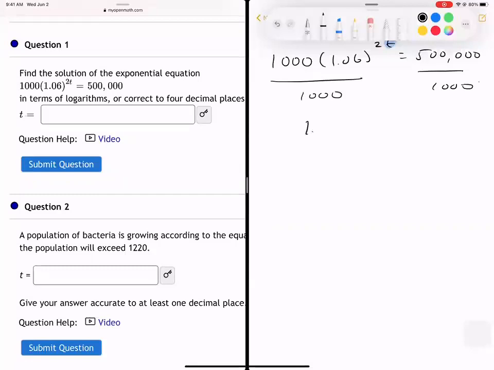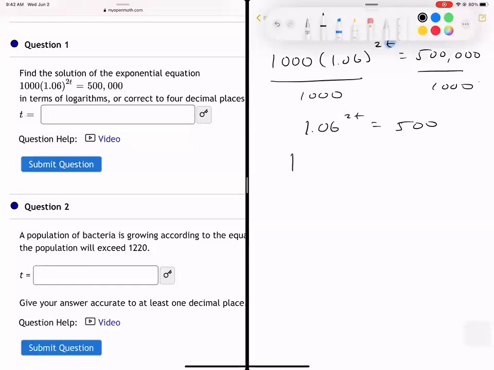We have 1000 times 1.06 to the 2t is equal to 500,000. We can divide the zeros out. That's going to be 500 for us. Now we can't just divide the 1.06. Do you guys remember how can we get to the exponent? What special tool have we learned to bring down the exponent? And hopefully you're going to tell me logs. And that's what we've been working on. We've been working on strategies to solve for variables. And in this case, the variable is in the exponent position.